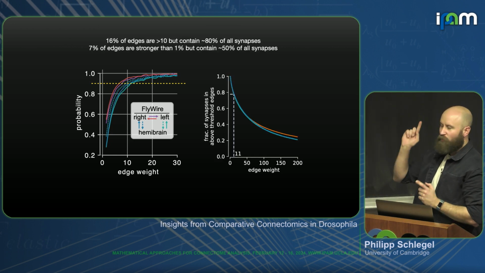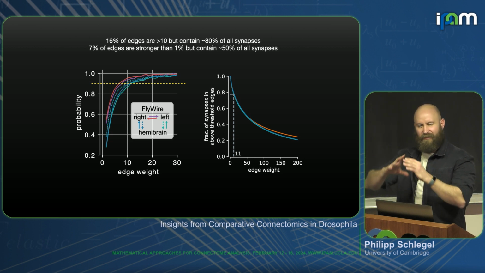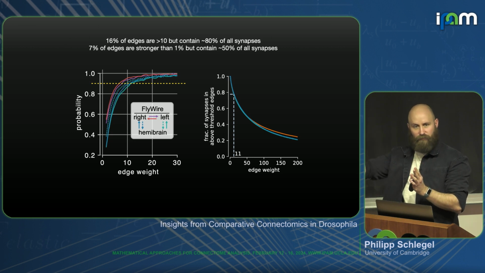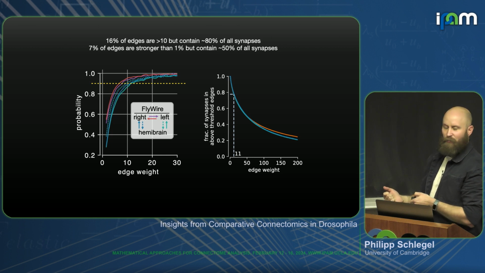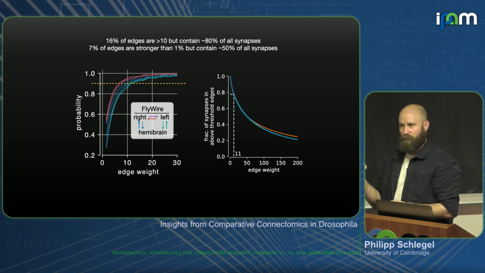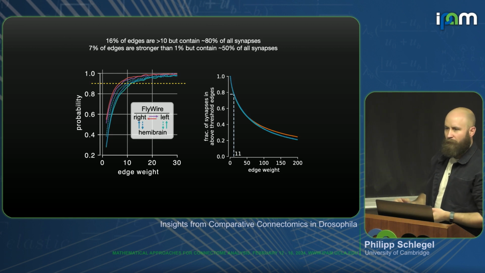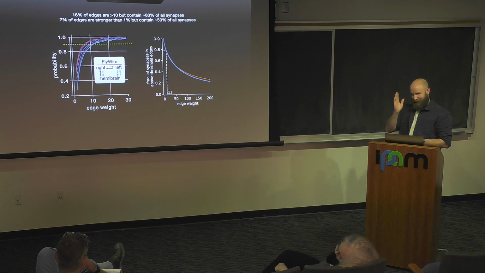However, if you look at the fraction of the connectivity, i.e. the number of synapses in the entire graph that is comprised in these above threshold edges, only 16% of edges are above 10 synapses, but they contain about 80% of all synapses. So a lot of the graph actually is contained in the edges that we know are conserved, which I think is encouraging. I think this is partial absolution for the sin. Absolutely, yes. Ego te absolvo.